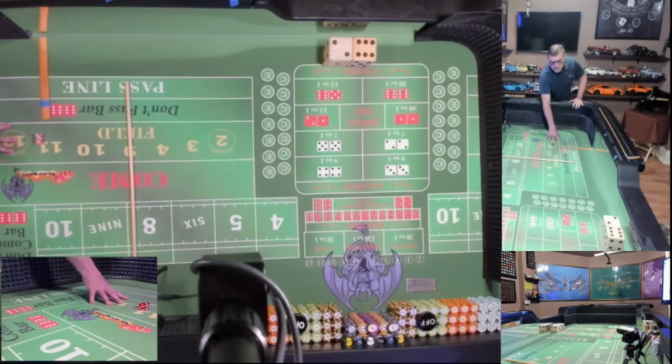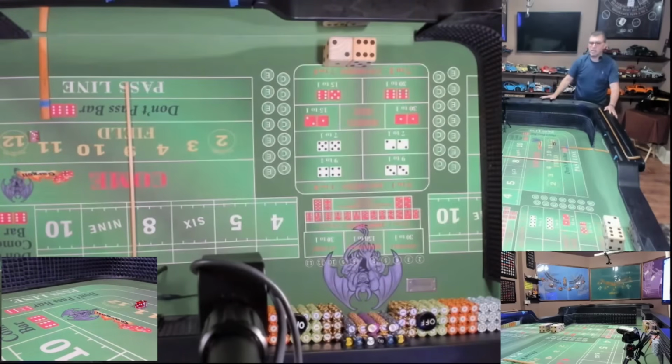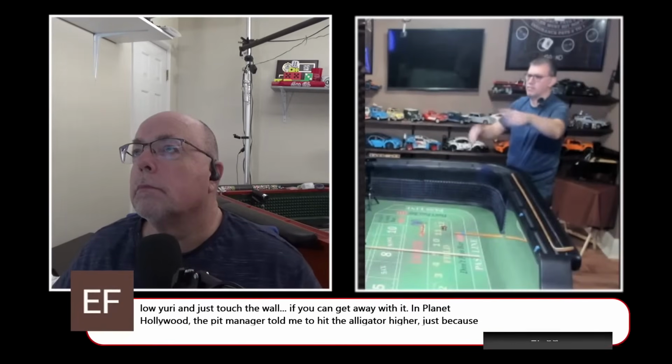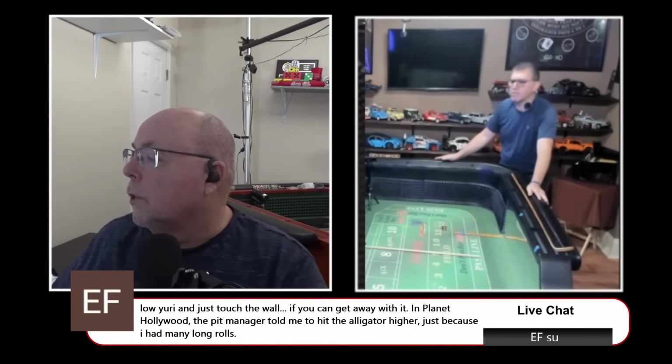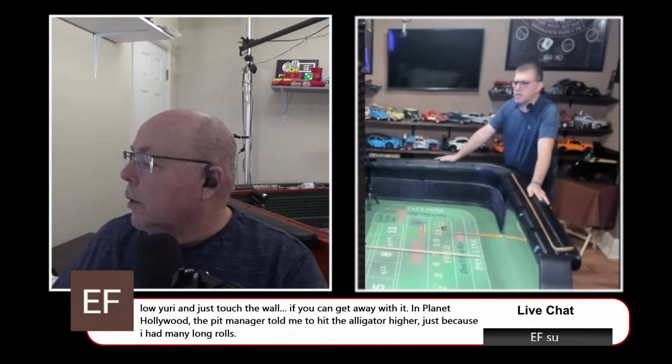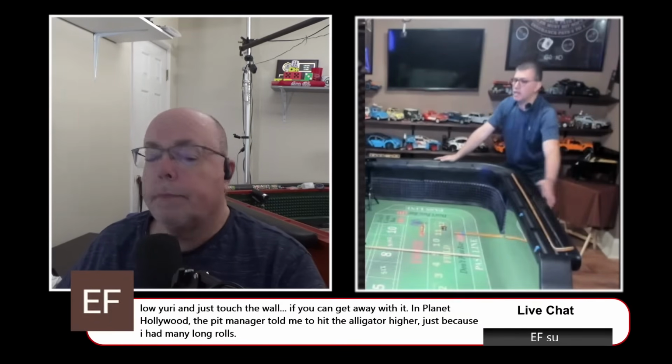If you're gonna try these types of shots, find the line and do it right before. This is my recommendation. The plexiglass was just all the way at the end to stop the dice from going over. Go Yuri and just touch the wall, if you can get away with it. In Planet Hollywood, the pit manager told me to hit the alligator higher just because I had many long rolls. They will do that.